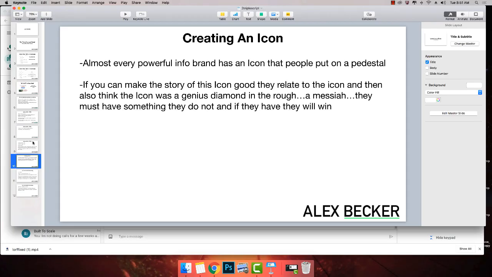the next thing when we're doing our copywriting is we need to create an icon. Almost every powerful info brand has an icon that people put on a pedestal. And when you get people to put someone on a pedestal, you can use that person or yourself to sell people all sorts of things. And so when you're using your story, you want to make an icon that people can relate to, but has some genius. He's a diamond in the rough. He's a messiah who started off like the average person, but possesses a talent, an Elon Musk-like trait that allows him to go and forge a weapon or do things that other people cannot.